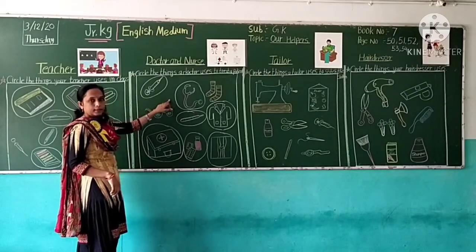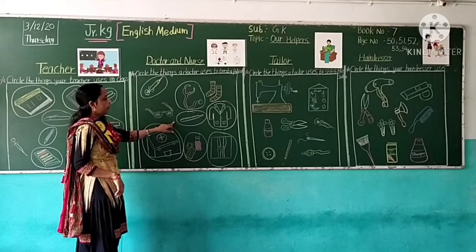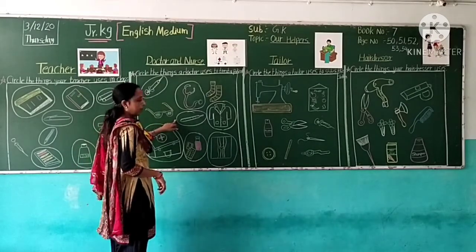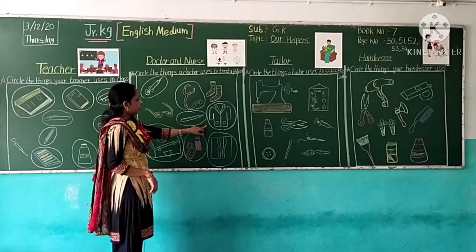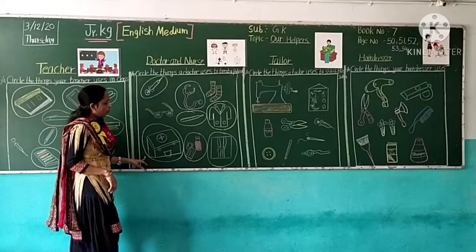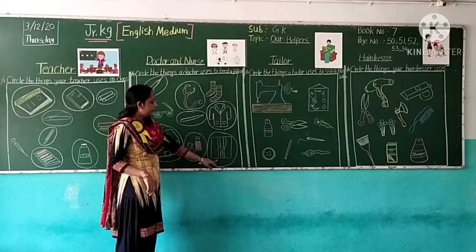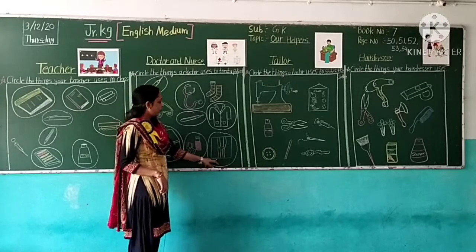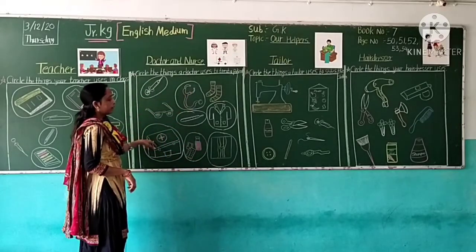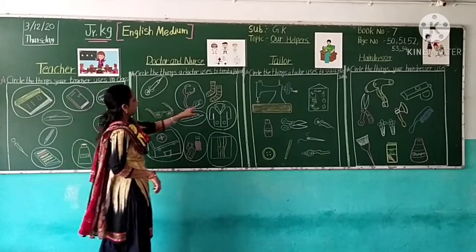Which picture is this? Stethoscope. What is this? Tell me. Which picture is this? Thermometer. This coat. Okay. Which picture is this? First aid box. And what is this? Medicines. And this X-ray. Okay. These all things are used by a doctor. And these goggles and socks.